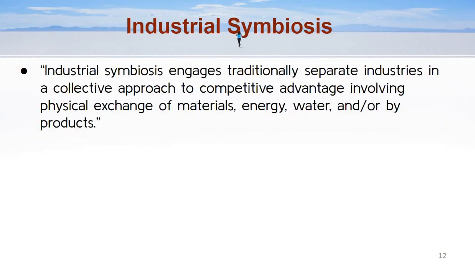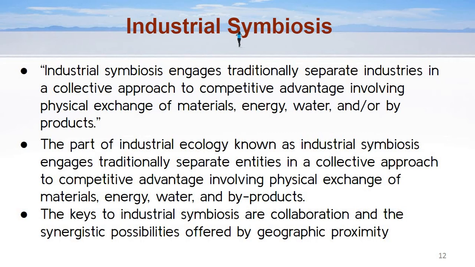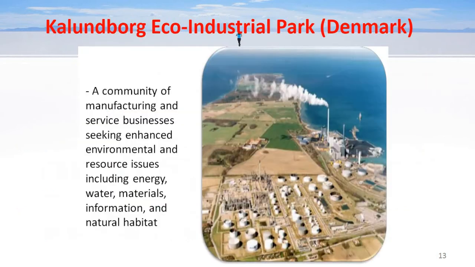Now let us move on to industrial symbiosis. Industrial symbiosis engages traditionally separate industries in a collective approach to competitive advantage involving physical exchange of material, energy, water and or byproducts. The part of industrial ecology known as industrial symbiosis engages traditionally separate entities in a collective approach to competitive advantage involving physical exchange of material, energy, water and byproducts. The key to industrial symbiosis are collaboration and the synergistic possibilities offered by geographic proximity.